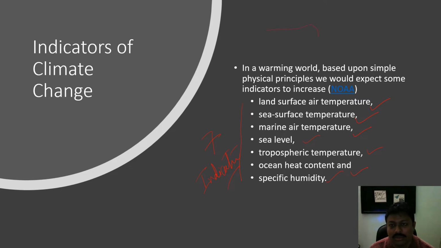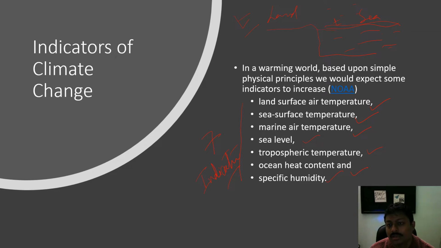What is land surface air temperature? Suppose this is the land and this is sea. The temperature here is the land surface air temperature. The temperature of air on the land is the land surface air temperature. What is sea surface temperature? Temperature at the sea surface is the sea surface temperature. What is marine air temperature? The air above the sea surface is your marine air temperature.